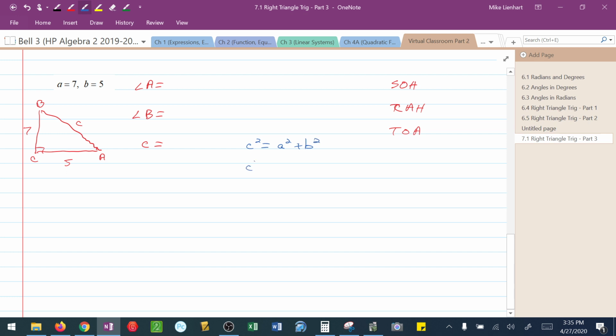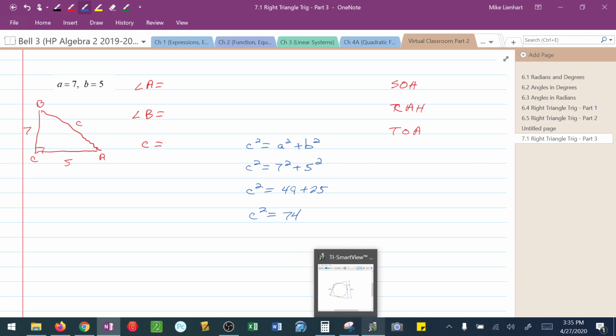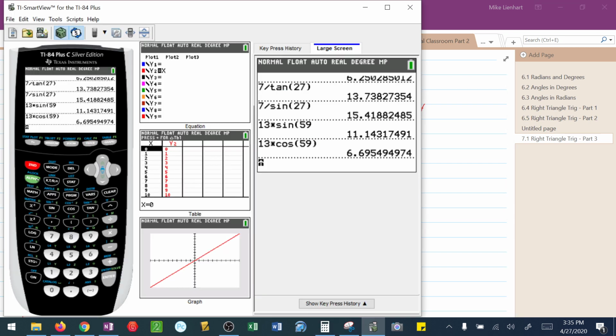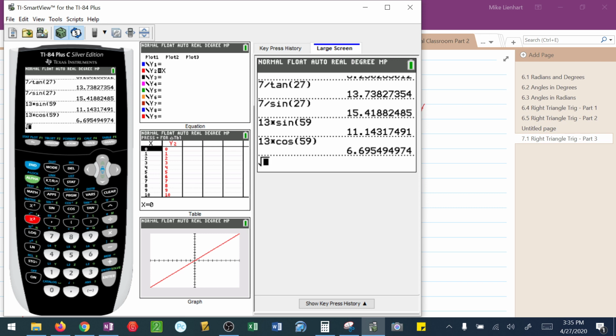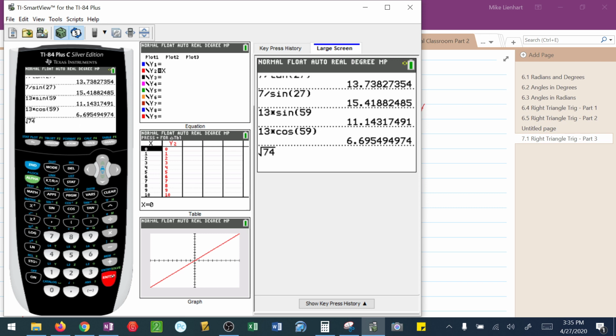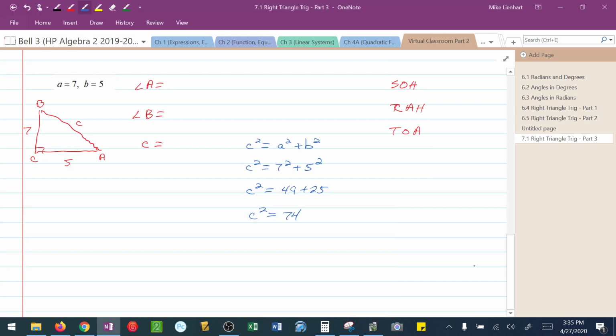So I know that C squared would be equal to 7 squared plus 5 squared, or C squared would be equal to 49 plus 25. C squared, therefore, is equal to 74. All right, now our direction said round to the nearest tenth. So if I take the square root of 74 and round to the nearest tenth, that tells me that side C is 8.6.